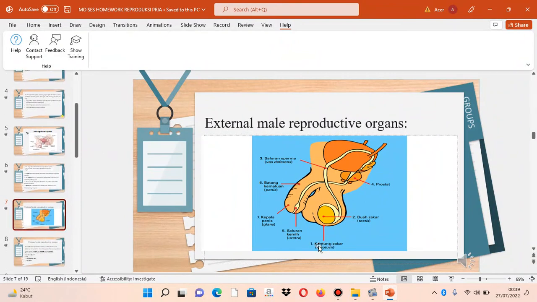The first is Kantung Zakar, which is the Bahasa Indonesia term, and in English it is scrotum. The second is Buah Zakar or testis, and in English testis. The third is saluran sperma, and in English the vas deferens. The fourth, the prostate. The fifth, saluran kemih or urethra. Sixth, batang kemaluan or penis, in English penis. Seventh, kepala penis or glans.